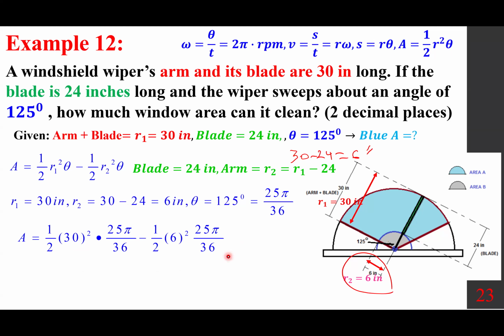You can put it into a calculator. Of course, 30 squared is 900, 6 squared is 36. After we put it into a calculator, we get 11,250 pi over 36 minus 450 pi over 36. And it ends up being 300 pi, which is almost 942.48 inch squared.